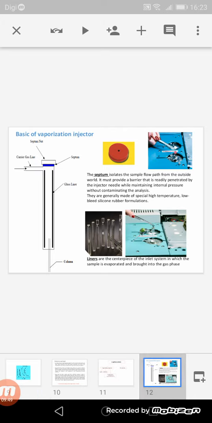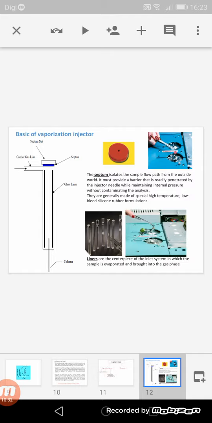So these are the example of a basic vaporization injector, where it consists of the septum nut here, carrier gas line, septum here, and gas liner. The septum basically isolates the sample path from the outside world. So it must provide a barrier that is readily penetrated by the injector needle while maintaining the internal pressure without contaminating. It's a kind of like a septum filter. They are generally made of special high temperature, low bleed silicone rubber formulation.